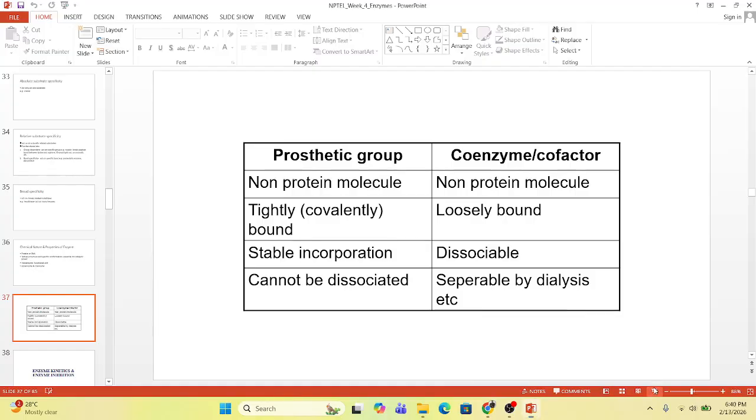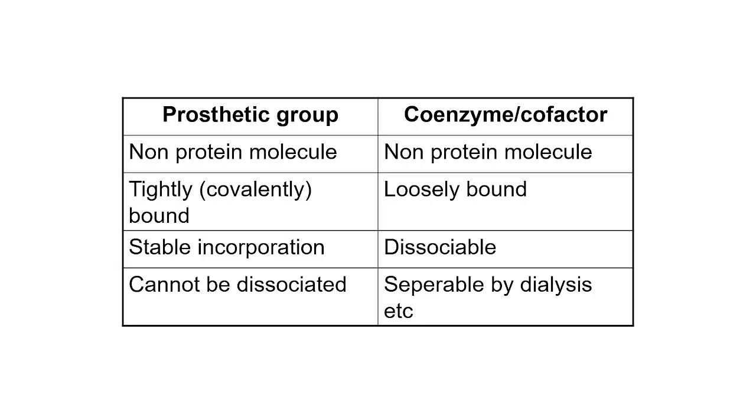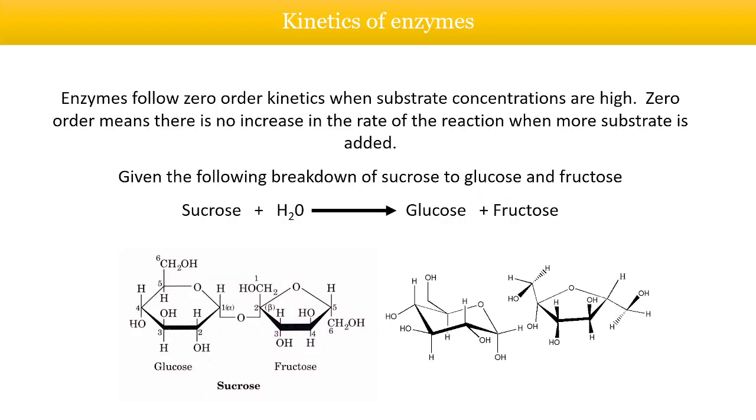So we can go with the enzyme kinetics then. Enzymes mostly follow zero order kinetics when the substrate concentration is high. Zero order kinetics means that there is no increase in the rate of a reaction when more substrate is added.